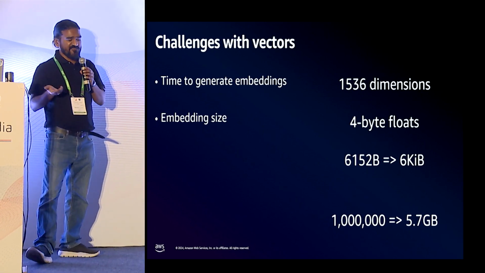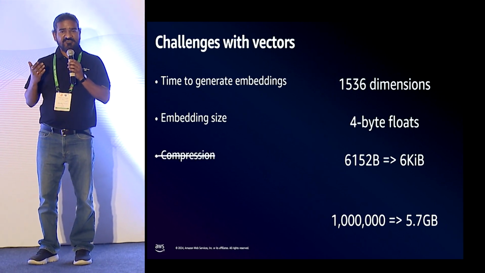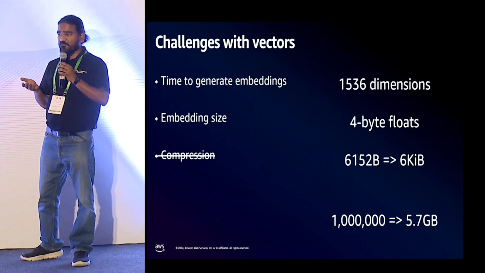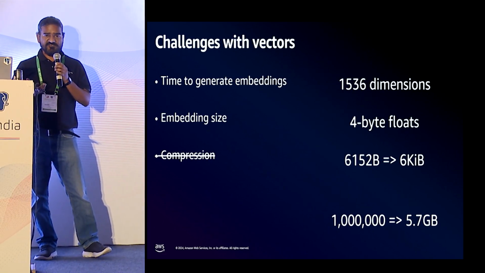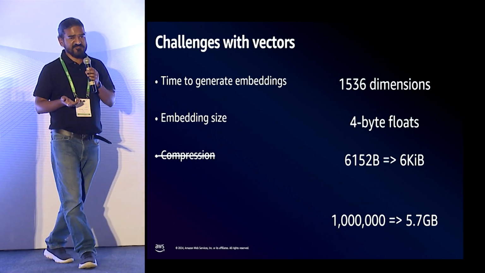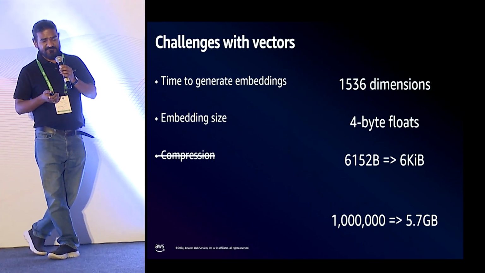So we might think, why don't we compress it? Can we compress random floating numbers? I believe as of now there is hardly any algorithm which can give us a good compression ratio. So compression is not possible as of now, right?